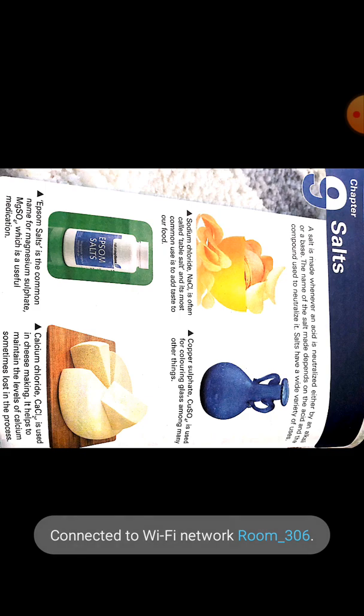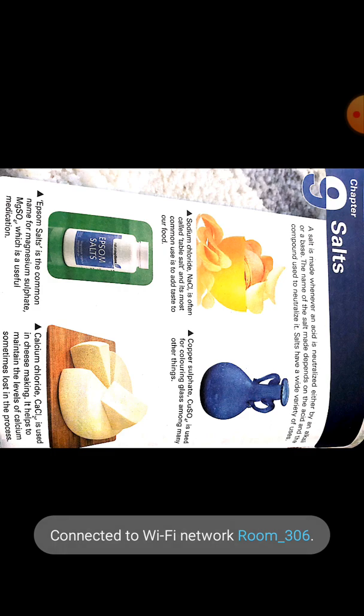Sodium chloride is often called table salt, and its most common use is to add taste to our food. Every day we use this salt in every food. Copper sulphate is used for coloring glass among many other things, and it is also used in laboratories to produce different chemical compounds.